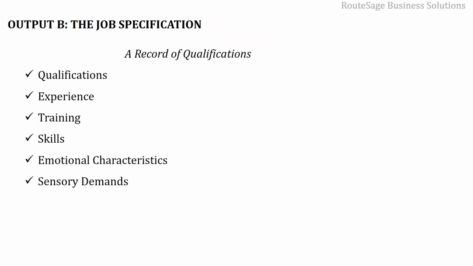Now let's move to the second output, the job specification. A job specification focuses on the person, not the job. It describes the qualifications required to perform the job successfully, such as educational qualification, experience, skills, personal qualities, and physical or mental requirements. For example, a marketing manager may require a degree in marketing, several years of experience, leadership skills, and strong communication abilities. Job specification helps HR select the right person for the job.